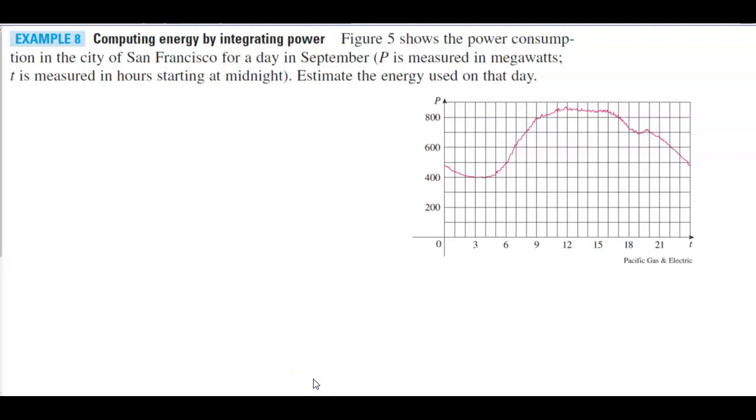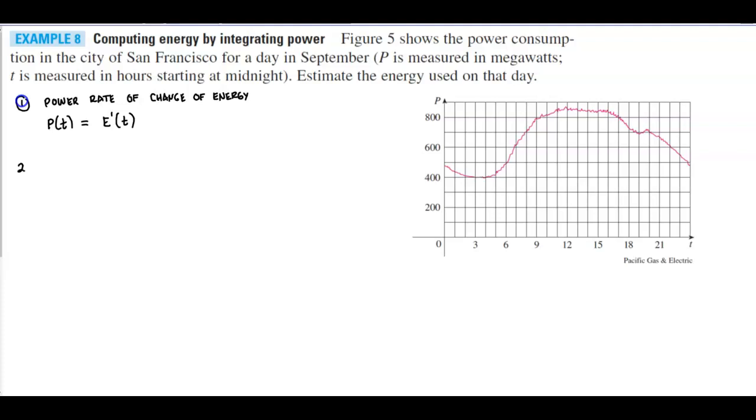Okay, so the first thing we need to identify is the fact that power is the rate of change of energy. So by doing so, that means that P of T is going to equal the derivative of the energy function, E prime of T.